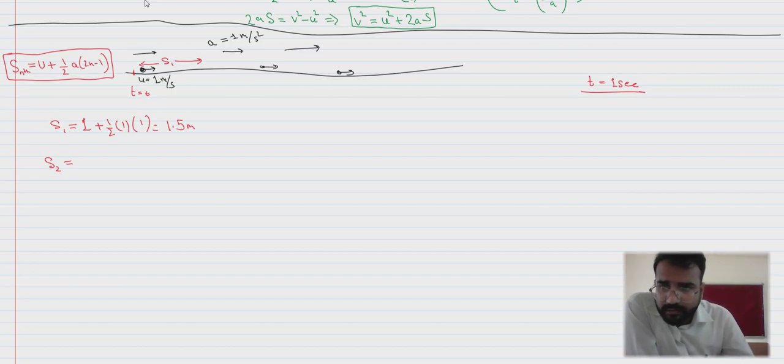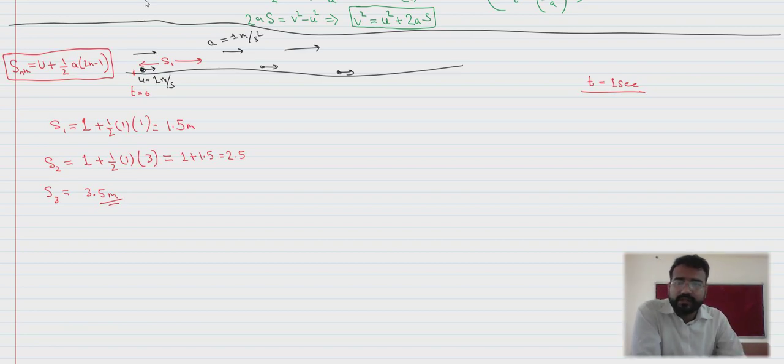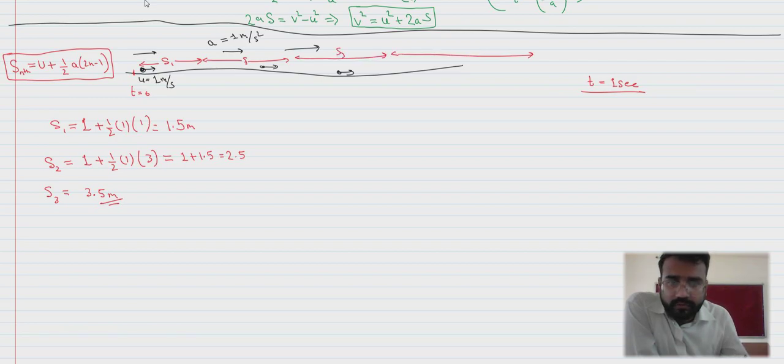Let us talk about the S2 part. For S2, again u is 1 plus half a, then 2 twos are 4 minus 1, that will be 3. What it gives you is 1 plus 1.5, that is 2.5. If I talk about S3, the value is 3.5 meter on solving. So like that, as you can see, this is S1, this will be S2, this will be S3, S4, S5, like that the values are changing.